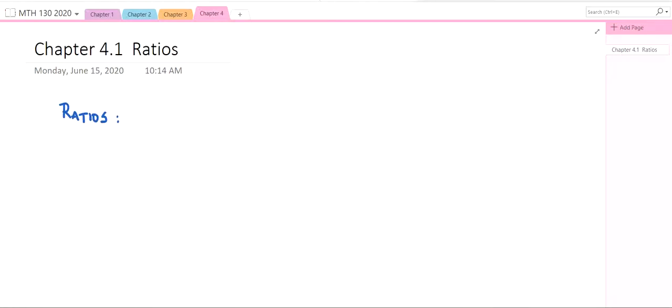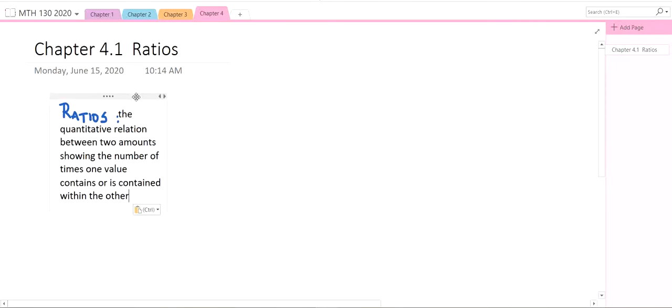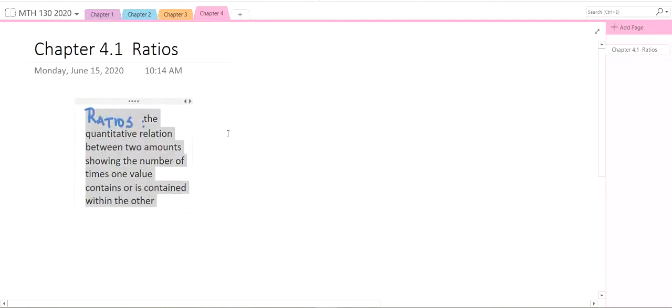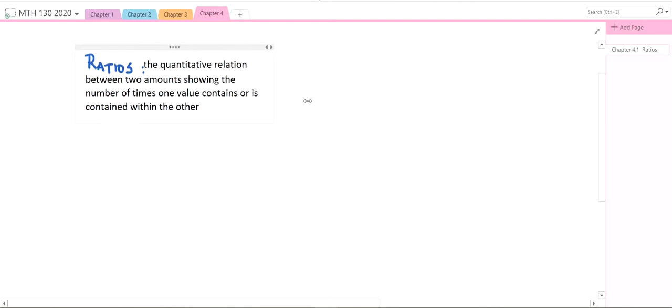Okay, let's begin chapter 4. And in section 1, we discuss ratios. So let's begin by discussing ratios. So the definition for ratios is a quantitative relation between two amounts showing the number of times one value contains or is contained within the other.